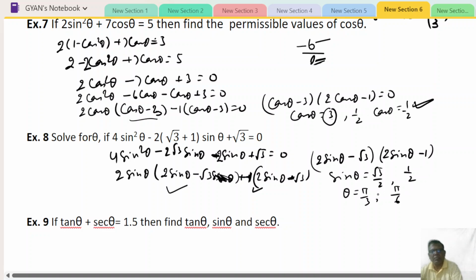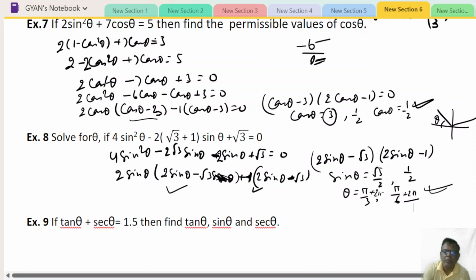Not only that, actually you can add 2 pi into that. So this is also possible, or in this quadrant is also possible. But the principal values will be pi by 3 and pi by 6 only.